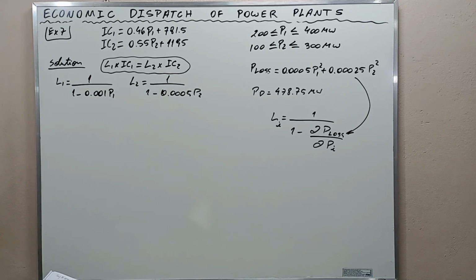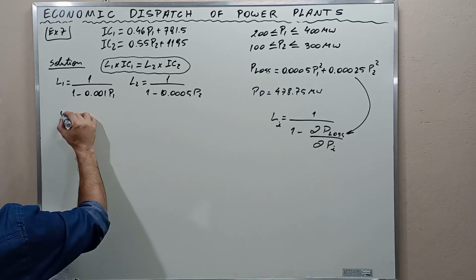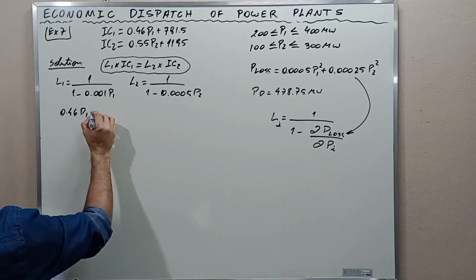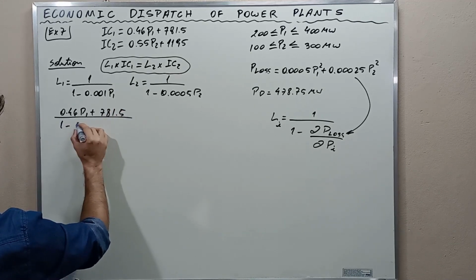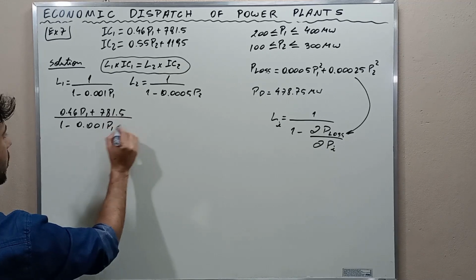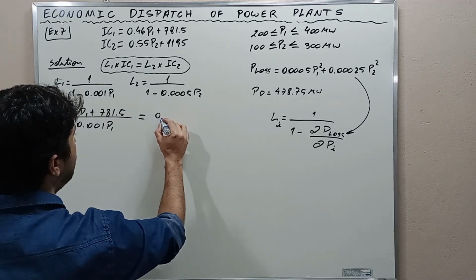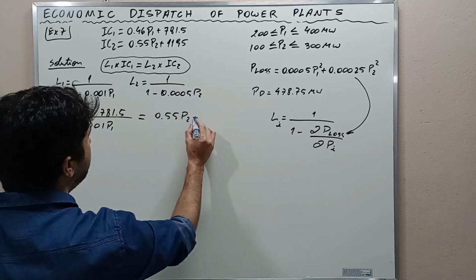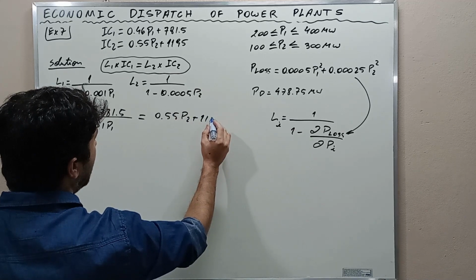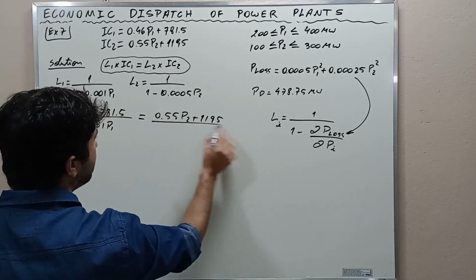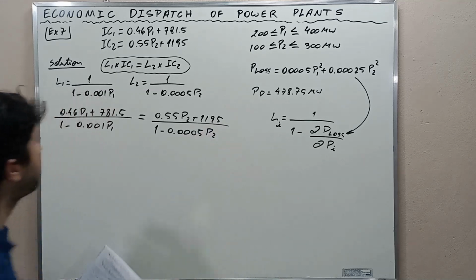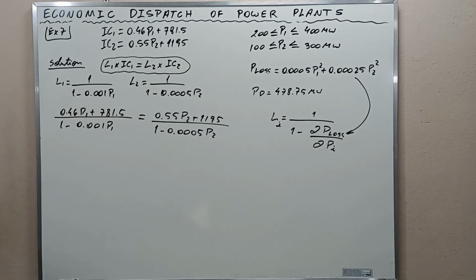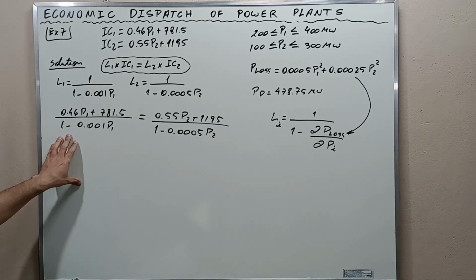And thus 0.46 P1 plus 781.5 divided by 1 minus 0.001 P1 will be equal to 0.55 P2 plus 1195 divided by 1 minus 0.0005 P2, okay? And this is one of the equations that will enable us to calculate the powers.